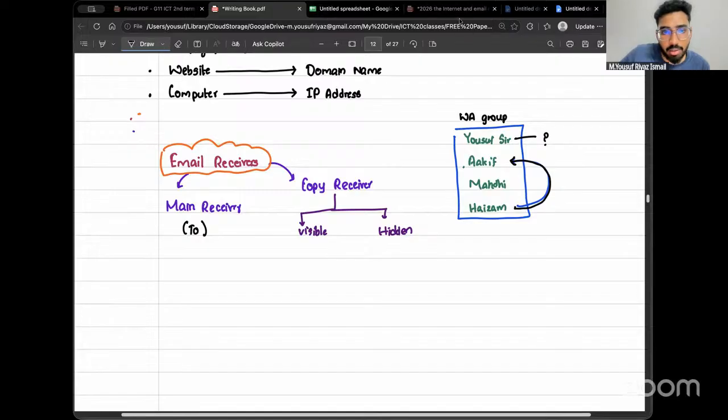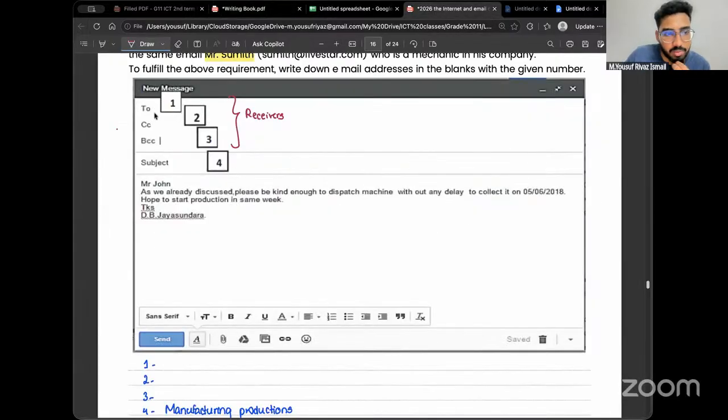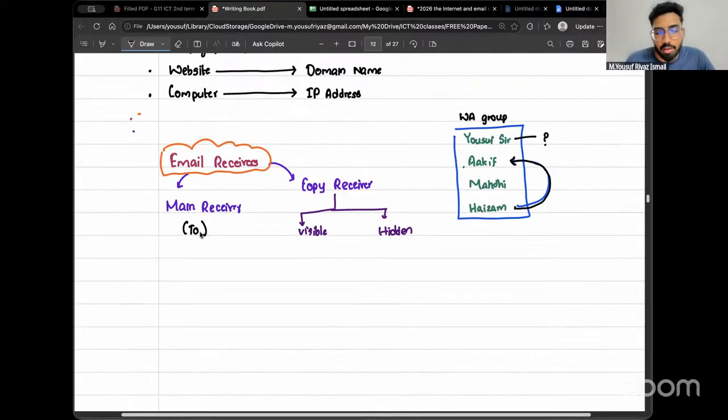If you notice the email platform, in front of the word To, you can mention multiple people's email addresses. You can mention one, two, three, there is no limit. So all the people you are expecting a reply from, you mostly mention their email address in front of the To section.